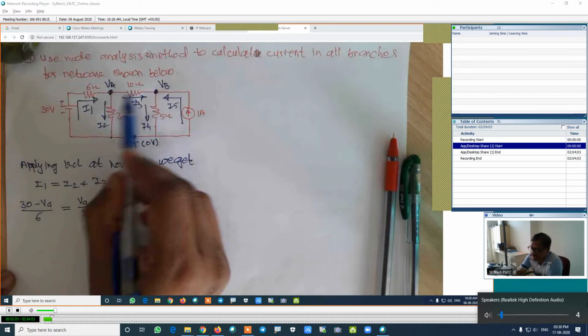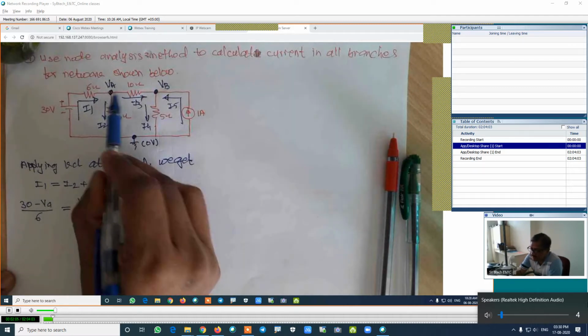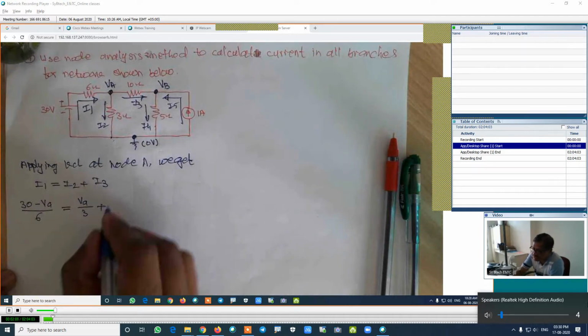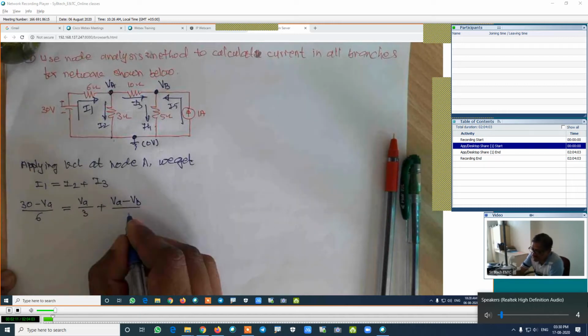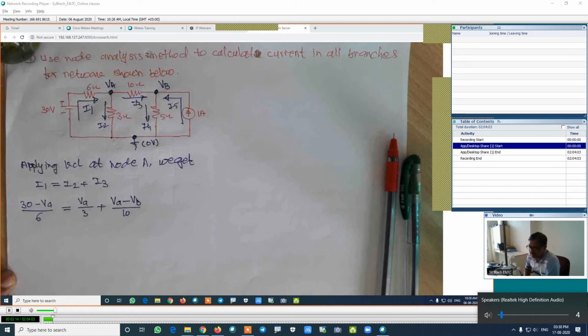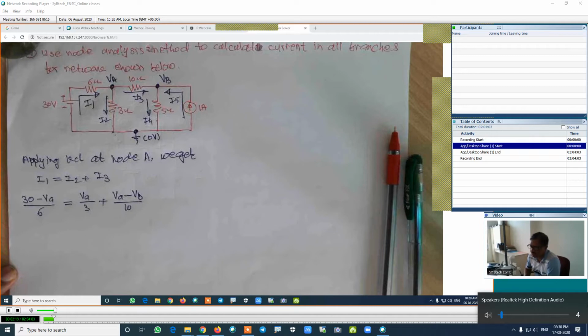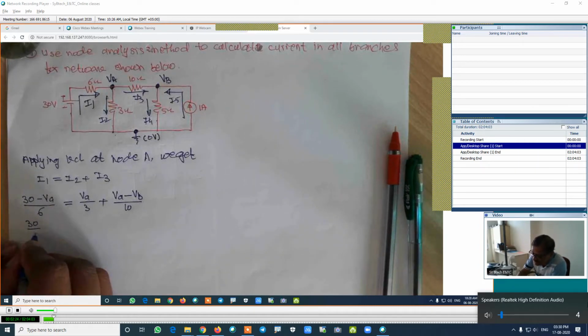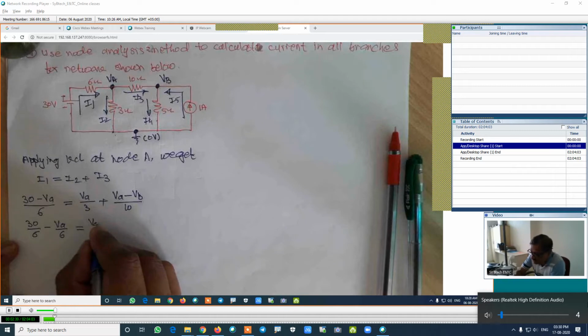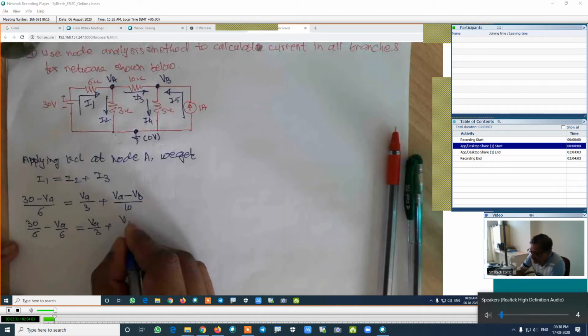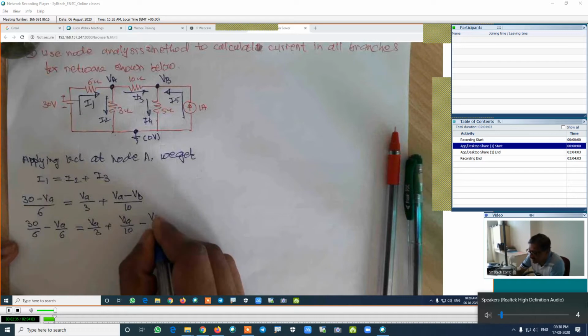That is the current in this branch. How is the current in this branch? VA minus VB divided by its resistance, which is 10. Now simplify this equation and name it equation number 1. If we simplify this equation, this is 30 upon 6 minus VA upon 6, which is equal to VA upon 3 plus VA upon 10 minus VB upon 10.